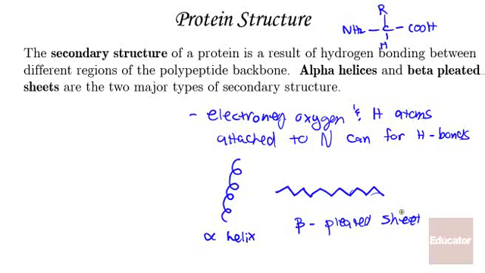So the important thing to remember about secondary structure is that the hydrogen bonding is between the polypeptide backbones, not the side chains, and that the two main types of secondary structure are alpha helices and beta pleated sheets. Again, one hydrogen bond is not that strong, but many hydrogen bonds together could hold a structure in place and stabilize it.